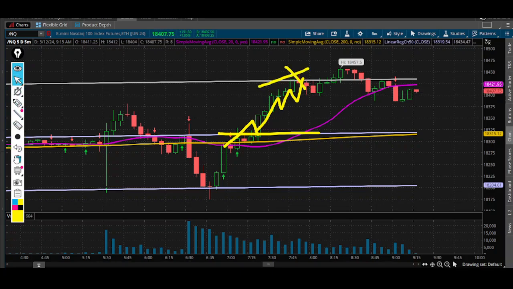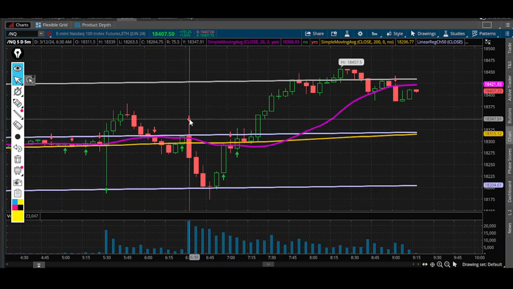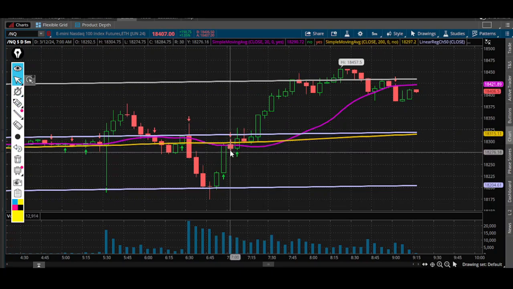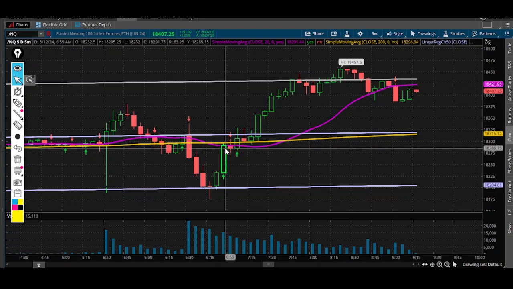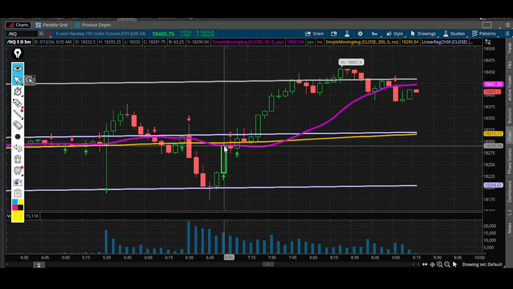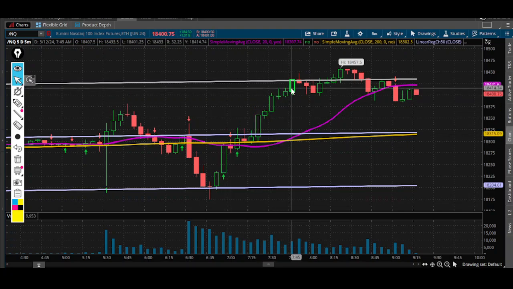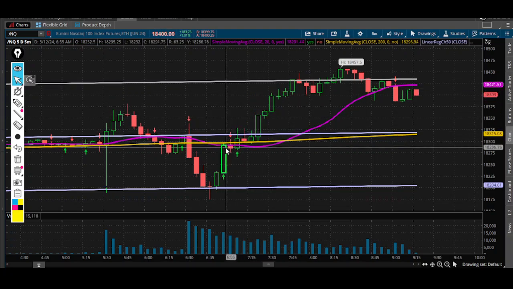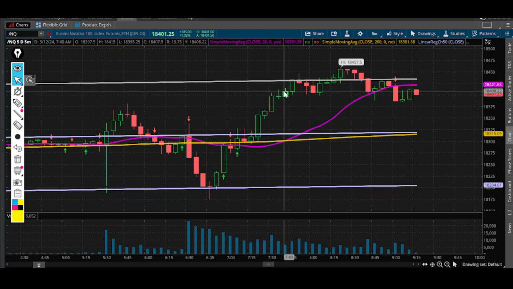Now, if one was playing the trade this way and you are playing small size, you would have essentially gotten into this trade at a price of around 18,295, and that linear regression came all the way up to a price of 18,433. So from a price of 18,232 to a price of 18,407, this is over 100-point move.